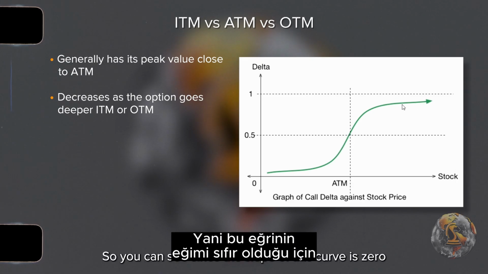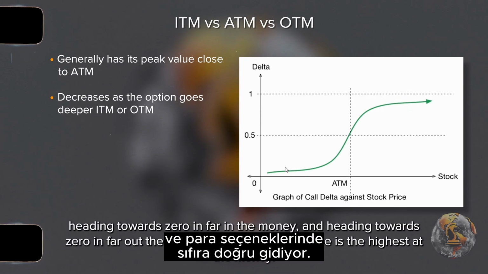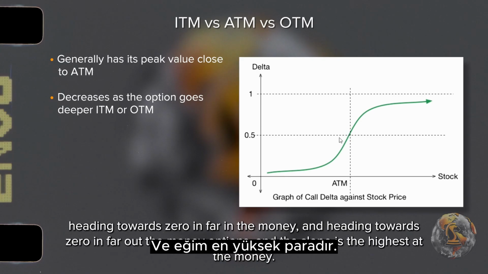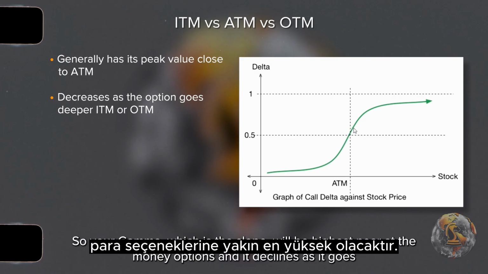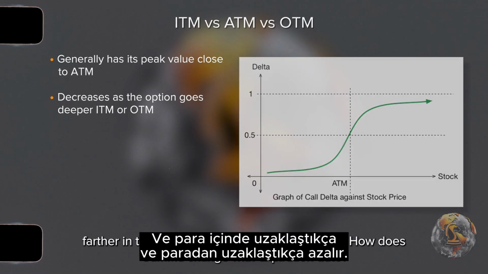So you can see, the slope of this curve is heading towards 0 in far in the money and heading towards 0 in far out the money options, and the slope is the highest at the money. So your gamma, which is the slope, will be highest near at the money options, and it declines as it goes farther in the money and farther out the money.